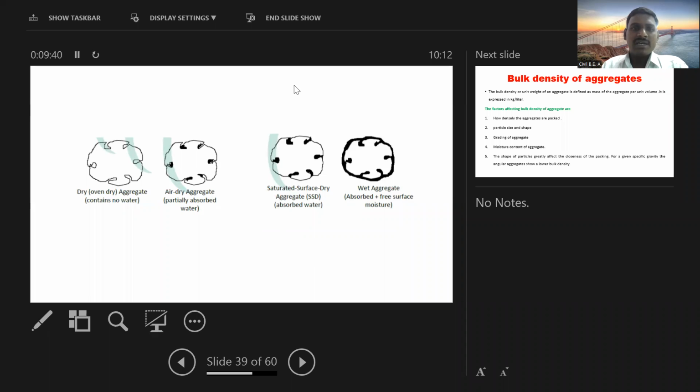So then in the third sketch you can see the saturated surface dry aggregate. It means absorbed water; here water is absorbed. And in the fourth stage, wet aggregate, so totally wet. So in the holes also water is present and on the surface also water is present. So these are the four states of aggregates: water is absorbed, water is not absorbed, water is on the surface, and totally dry aggregate like this.